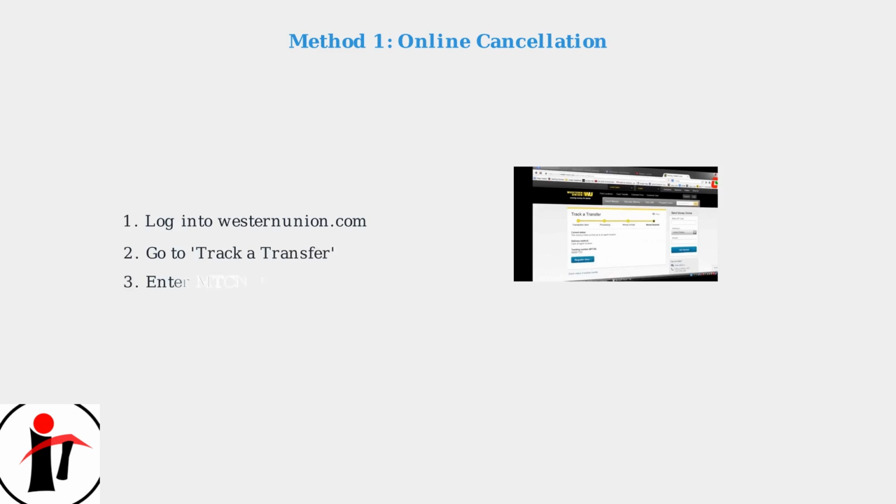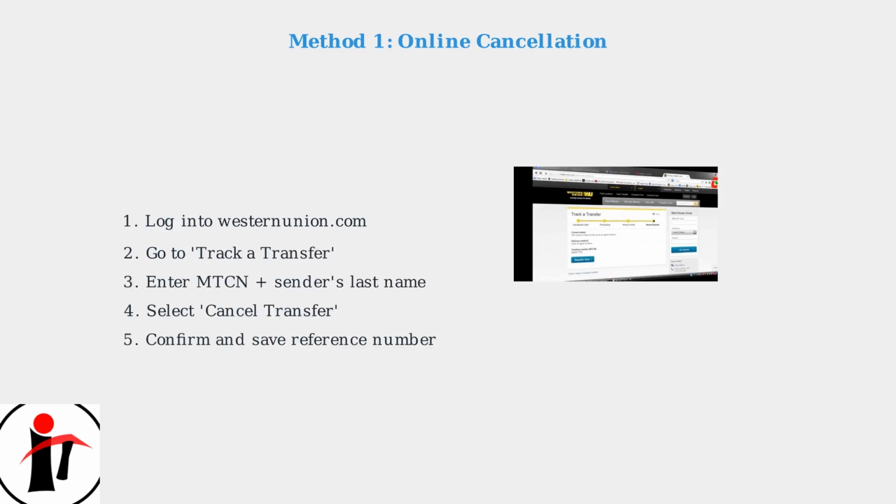First, log into your Western Union account at westernunion.com. Navigate to the Track a Transfer section. Enter your MTCN and sender's last name, then select Cancel Transfer if the option is available.